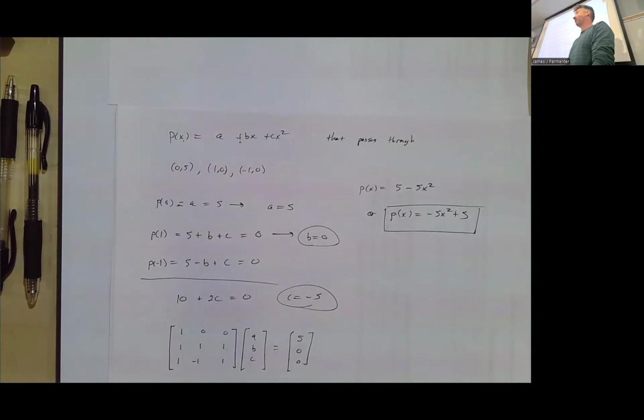But if they said to write a matrix representing the system of equations that we would use to solve this, then this is not a bad thing to do. And that brings me to a bigger point: when we write matrices like this, they often represent systems of equations. This matrix represents a system of 3 equations and 3 unknowns: 1 times A equals 5, 1 times A plus 1 times B plus 1 times C equals 0, and 1 times A minus 1 times B plus 1 times C equals 0.